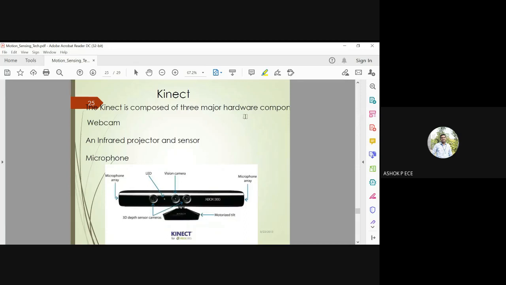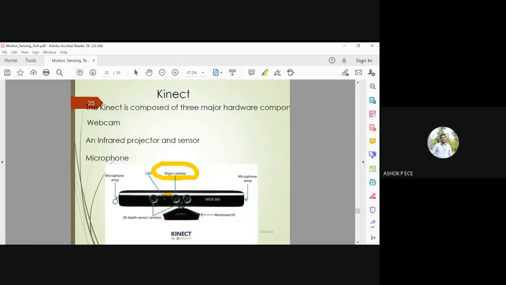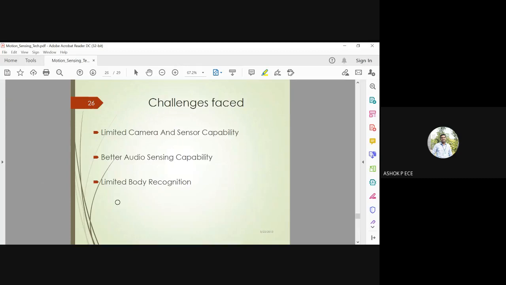It is composed of three hardware components. One is a web camera, a vision camera. You have an infrared projector and sensor. So you have an LED, which is the infrared transmitter, and an infrared receiver to decode your signal. And finally, a microphone array to pick up voice commands. So there is limited camera and sensor capability. The camera and sensors have a range of only 180 degrees. So whatever happens on the backside, they cannot see. Only the front side, 180 degrees, they can cover.